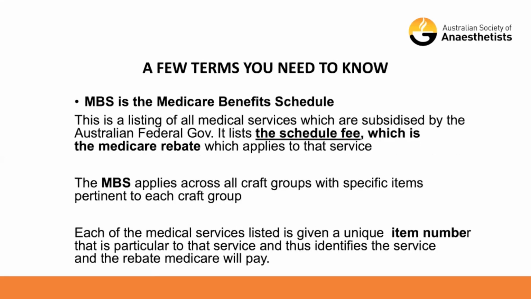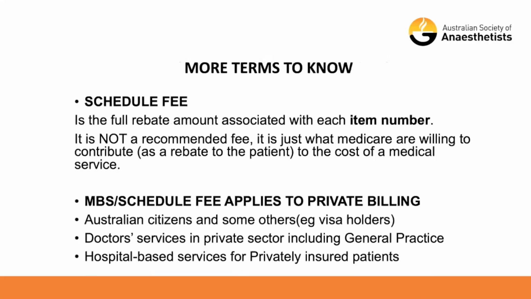So a few terms that you're going to need to know. The MBS is the Medicare benefit schedule, and this is a listing of all medical services which are subsidised by the Australian federal government. It lists the schedule fee, which is a Medicare rebate which applies to that particular service. The MBS applies across all craft groups, and so there are specific items that are pertinent to each craft group. Each of the medical services listed is given a unique item number, and that's particular to that service, and so it identifies the service and the rebate that Medicare will pay for that service.